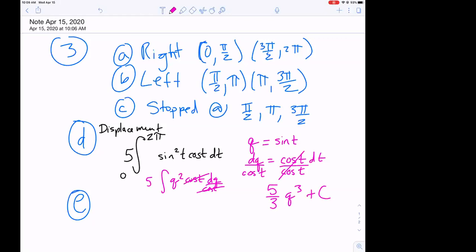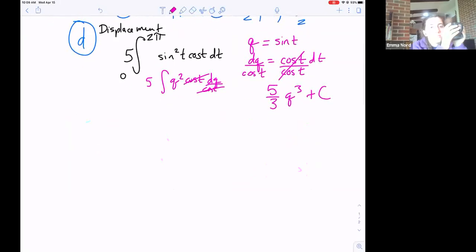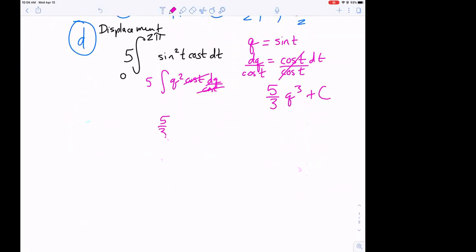But this is where I'm going to erase the E and just come down here. This is where we don't need the plus C anymore, because we're basically doing 5/3 sine cubed, but we're going from 0 to 2 pi. Now, I'm going to plug these in, but I think I could have predicted this from the graph. Do you guys remember how the graph was like a hump up and then 2 humps down and then another hump up?